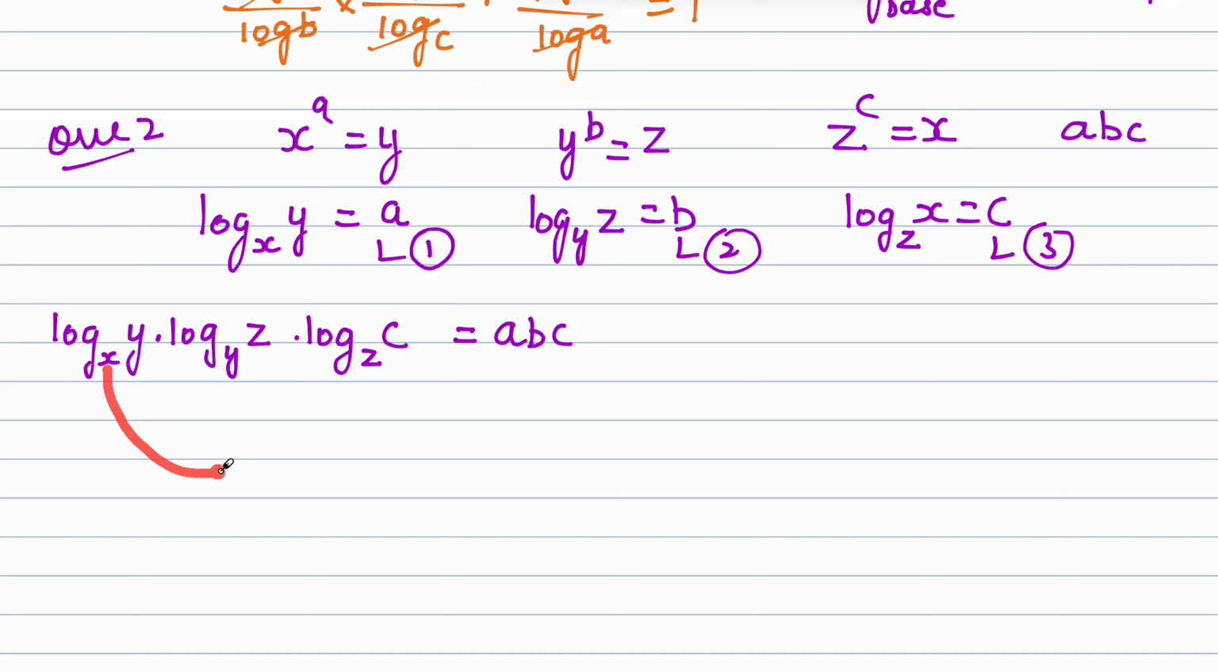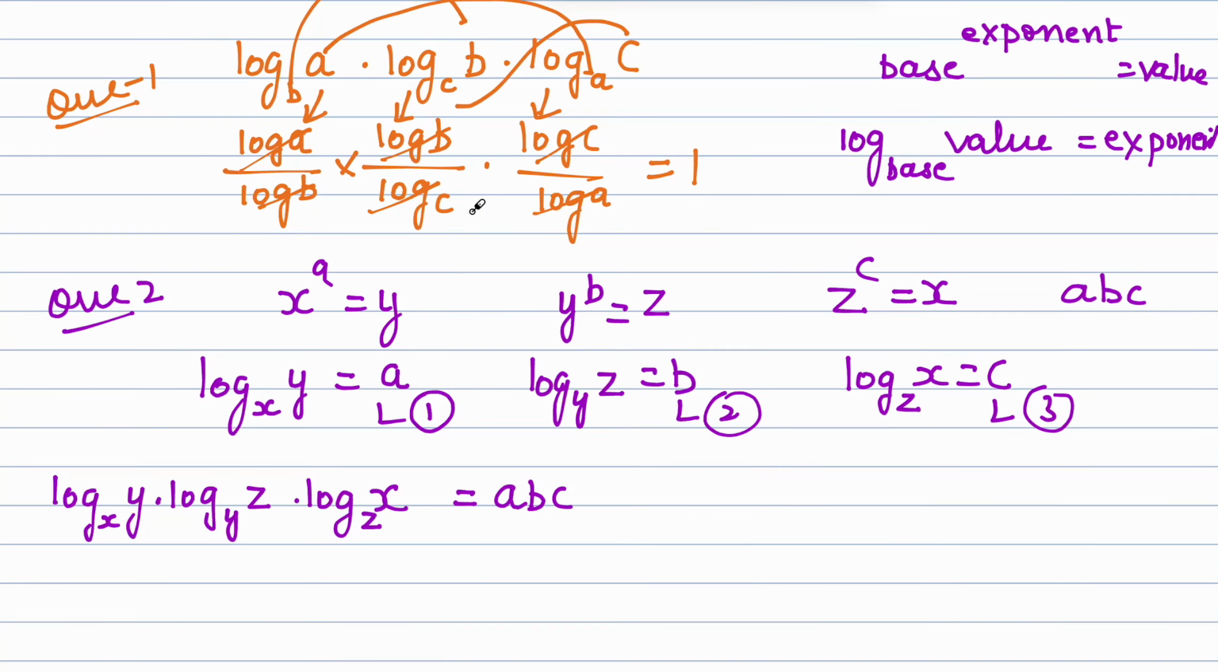Sorry, this is x. So here it is base, here it is value. Here it is value, here it is base. Here it is value, here it is base. So according to question number 1, it's going to be 1. We know that. We have understood the pattern.